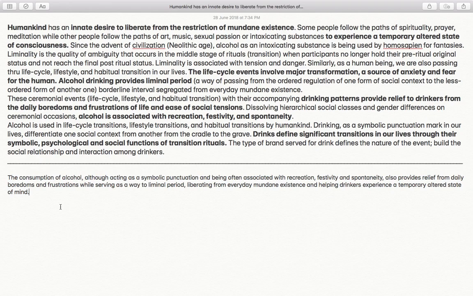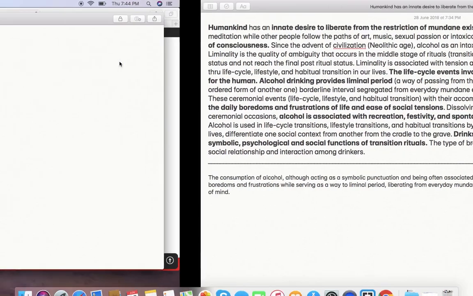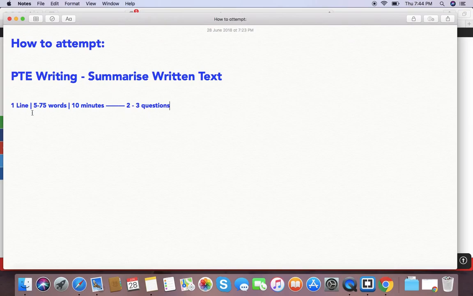Guys, in my experience of teaching, the major mistake that I've noticed most students make is on the one line part. Remember how I explained it to you in the beginning that you have to attempt your answer in one line, 5 to 75 words, and in 10 minutes. Most students make a mistake on this part. What they actually do is they use different connectors, say, and also additionally, moreover, however, although. So they use multiple connectors and they try to fix it all into one line.